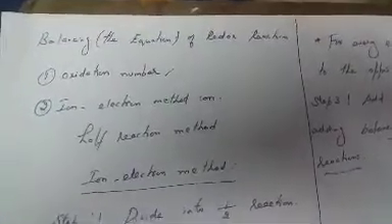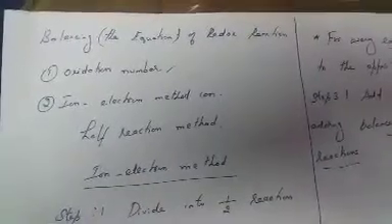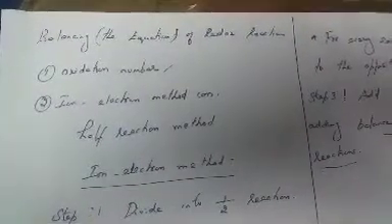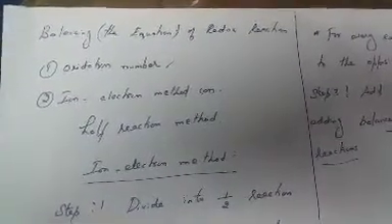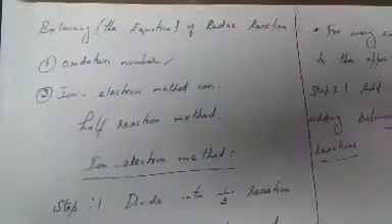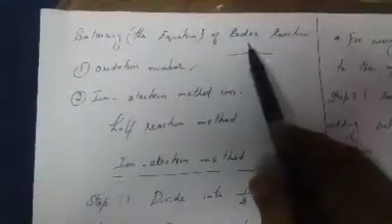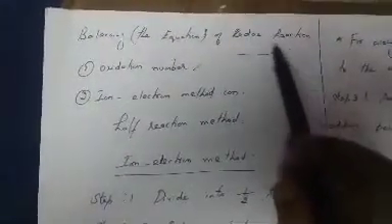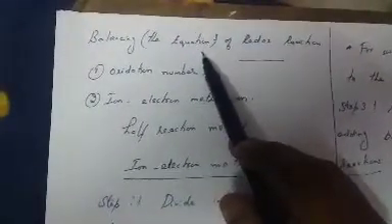Yes, students. Now I am going to explain balancing the chemical equation, especially the redox reaction. What do you mean by redox reaction? Redox reaction means both oxidation as well as reduction reaction take place simultaneously. In that redox reaction, how to balance the equation? I am going to explain.